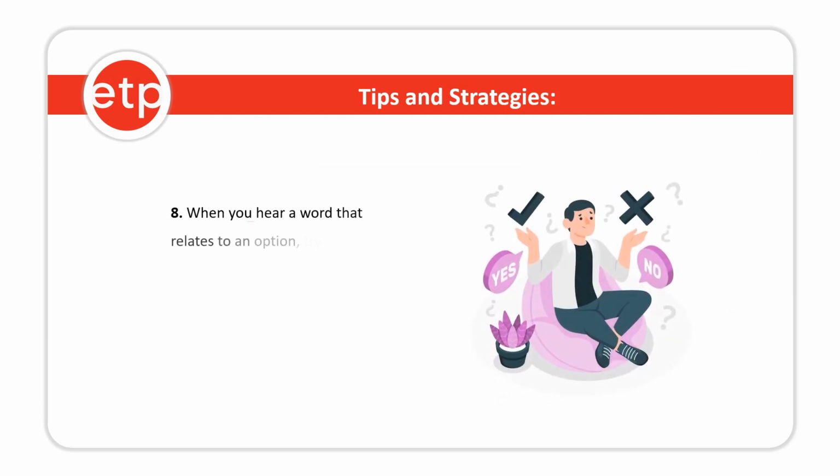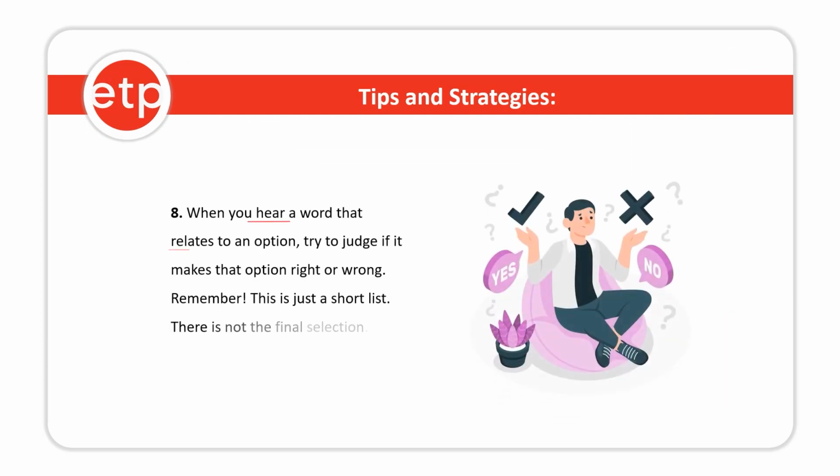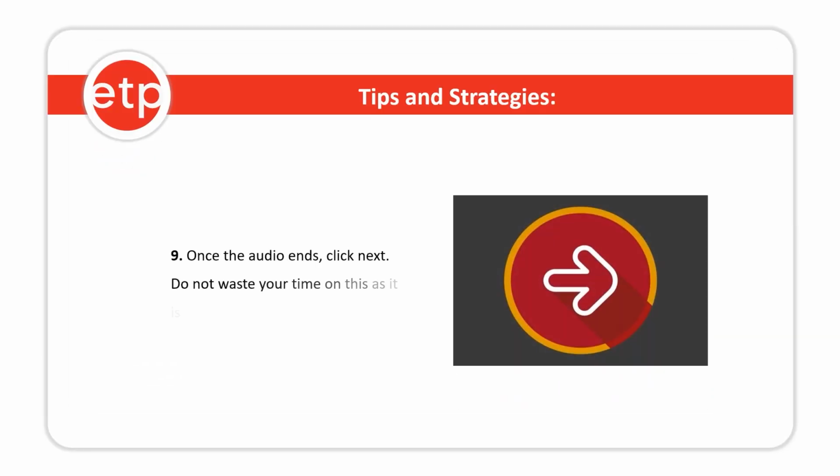The next tip is whenever you hear a word that relates to the option, try to judge it and make an option right or wrong. Remember, this is just a short list. There is no final selection. So select your answer during the audio accordingly. Last but not the least, once the audio is over, you have to click the next button. Do not waste your time on it as it's not scoring.